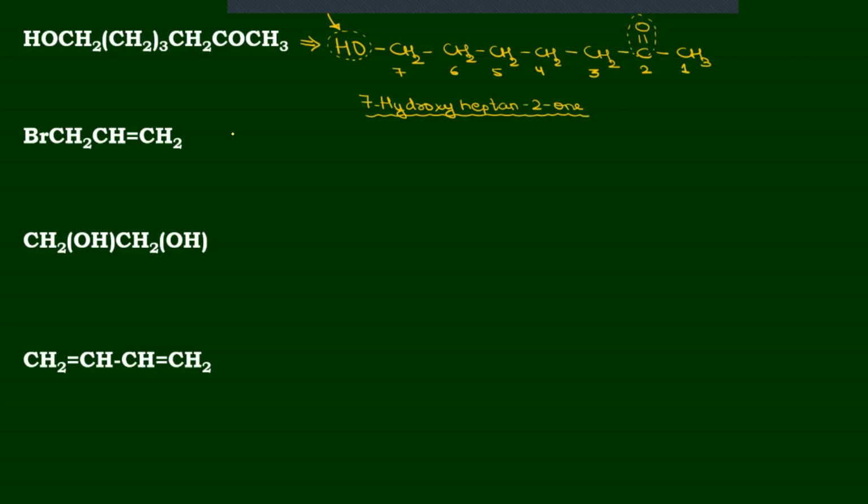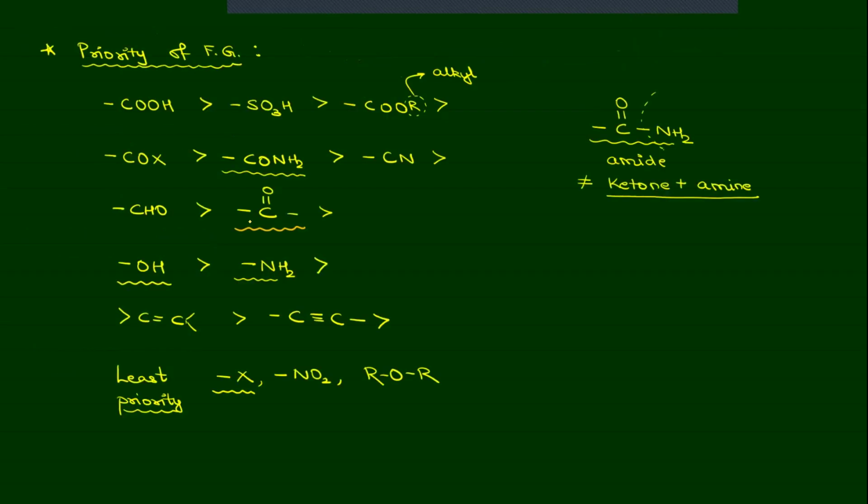Now, in the next example, how many functional groups do you see? 1? No, 2. What are the 2 functional groups? Bromo and alkene. Even the double bond is a functional group. Now, bromo and alkene, which gets the priority? Halide versus alkene.